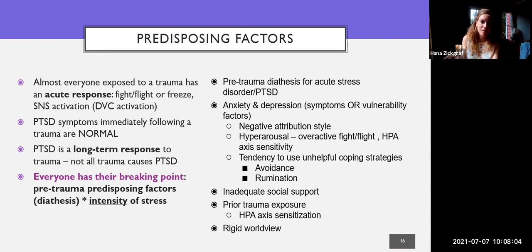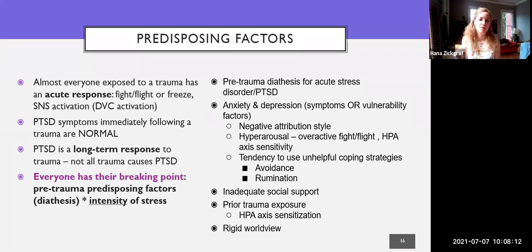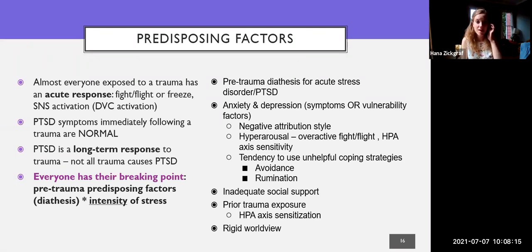Some of the pre-existing risk factors for PTSD include having symptoms of anxiety and depression or having predisposing factors to those disorders. So these are things like having a negative attribution style, having a natural tendency towards hyperarousal, like many people with anxiety disorders do, having an overactive fight or flight response, having a sensitized HPA axis, either because of genetic predisposition or because of prior trauma exposure.